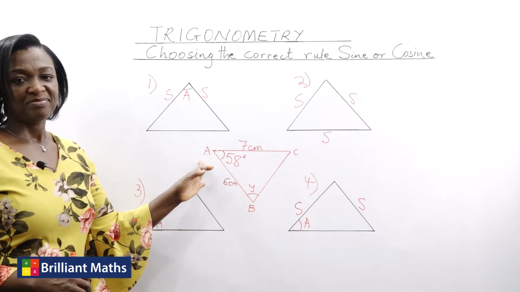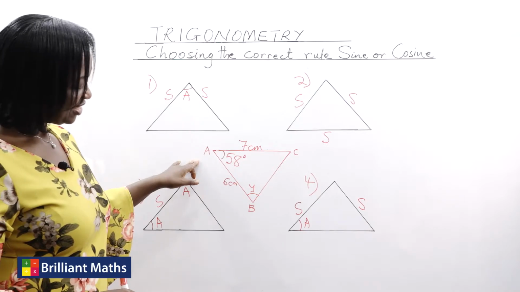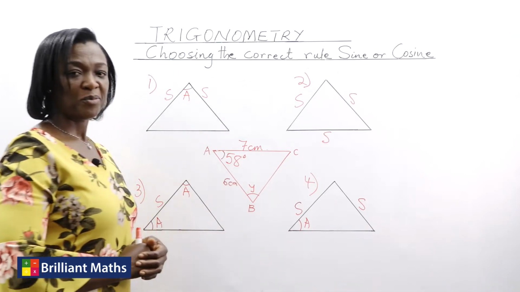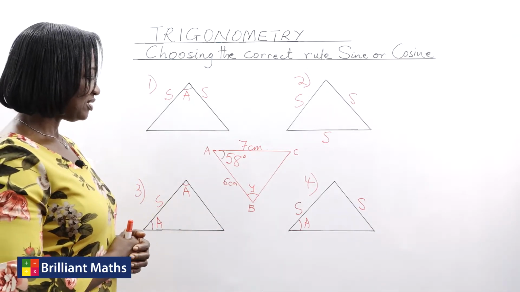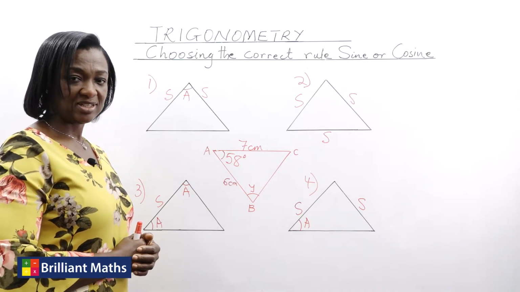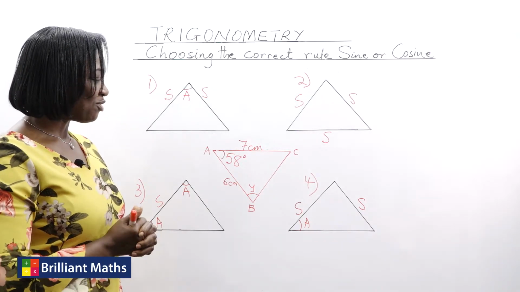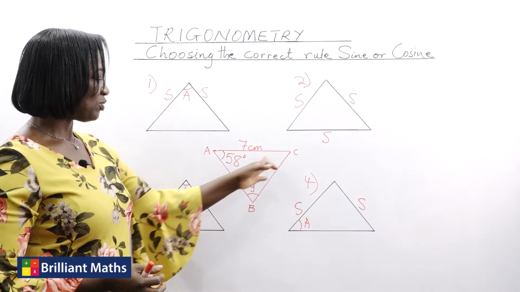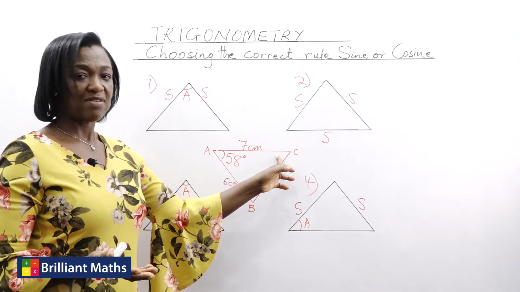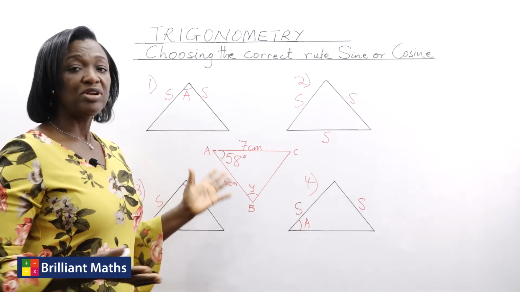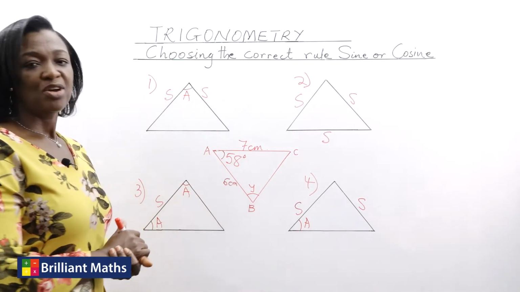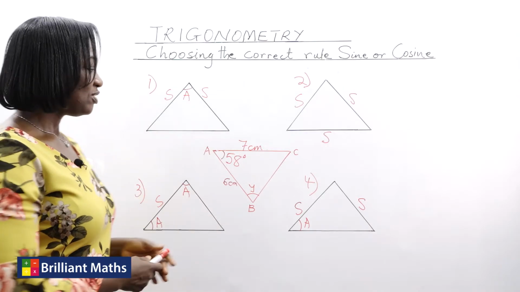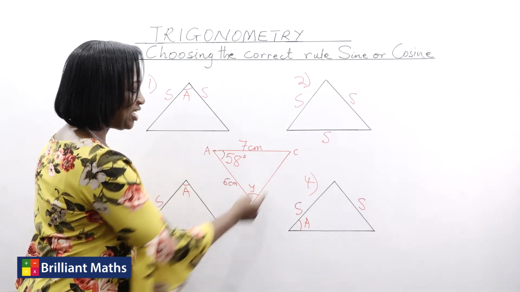Look at this example. I want you to look at this critically. We have a triangle ABC, and we have been told to find angle Y. Which rule do we use? Take a good look at it. If you decide to use the sine rule for a start, is it possible? 6 centimeters corresponds with angle C, but we don't have angle C. We don't have any complete ratio, so you can't start with the sine rule. You have to use the cosine rule to find the length of BC first.